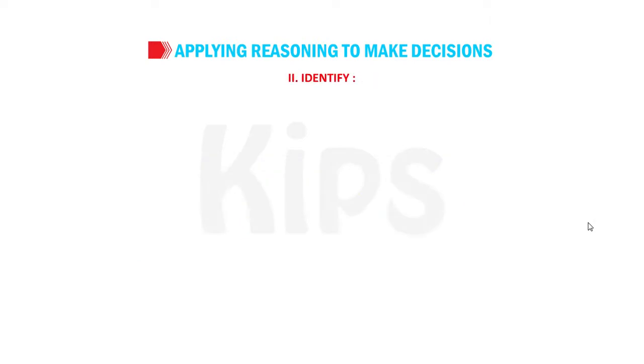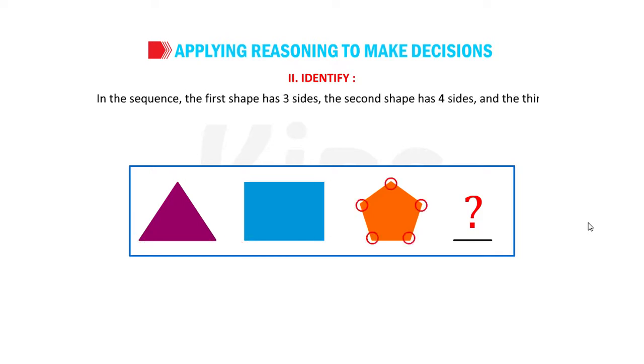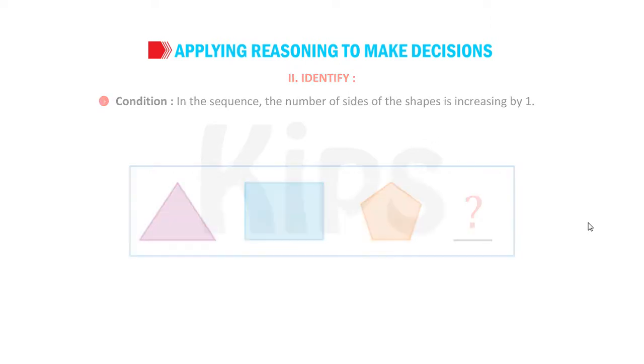Number 2. Identify. Goal: to find the 4th shape in the sequence. Information: the sequence of shapes is given. In the sequence, the first shape has 3 sides, the second shape has 4 sides, and the third shape has 5 sides. Condition: in the sequence, the number of sides of the shapes is increasing by 1.